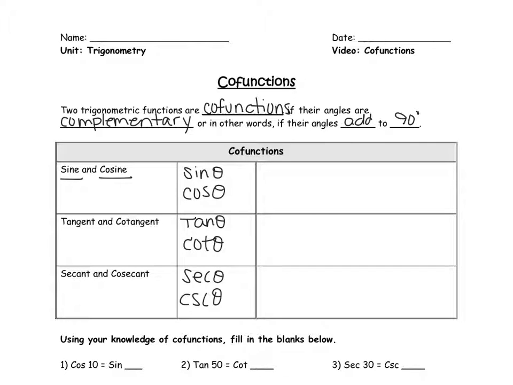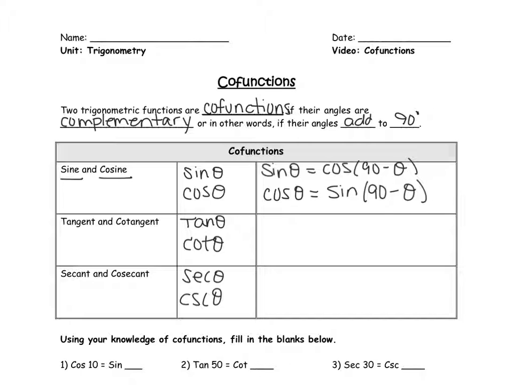So let's continue with the definition. We know that sine and cosine are cofunctions if their angles are complementary. So we know that sine of theta is equal to cosine of 90 minus theta. Because this angle, 90 minus theta, and this angle have to add to 90. So in other words, I could write it with cosine. Cosine of theta is equal to sine of 90 minus theta.